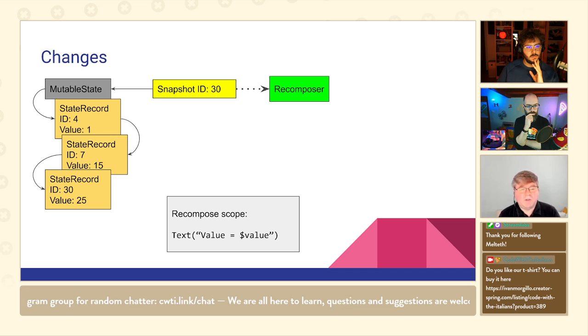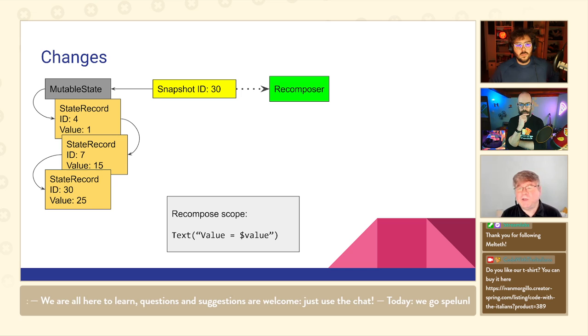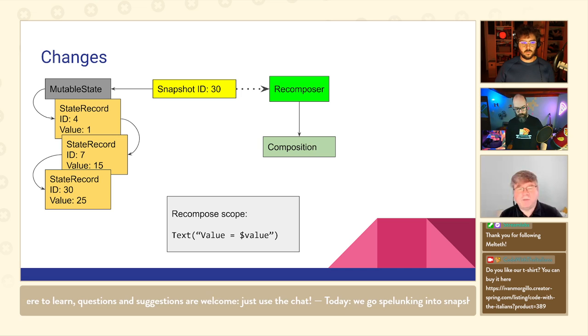The next thing the recomposer does is at the start of the next frame, it sends all the composers the list of objects that have changed. So here's the list of objects that changed since the last time I told you about them. And then if you click through here, the composition will get the change. It will then find the recompose scope associated with that change, in other words, the recompose scope that read that value, and say, you need to recompose. And that's the last step.